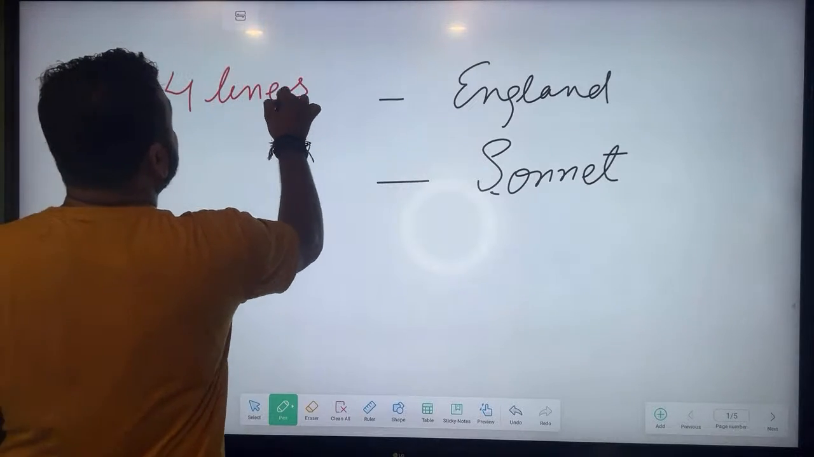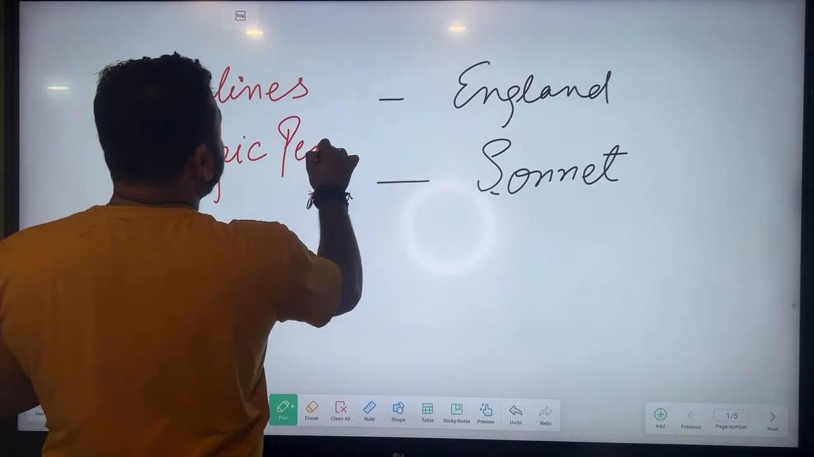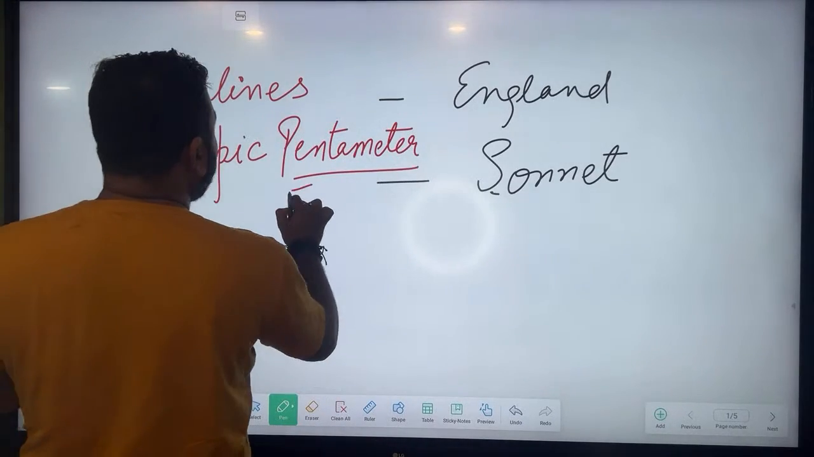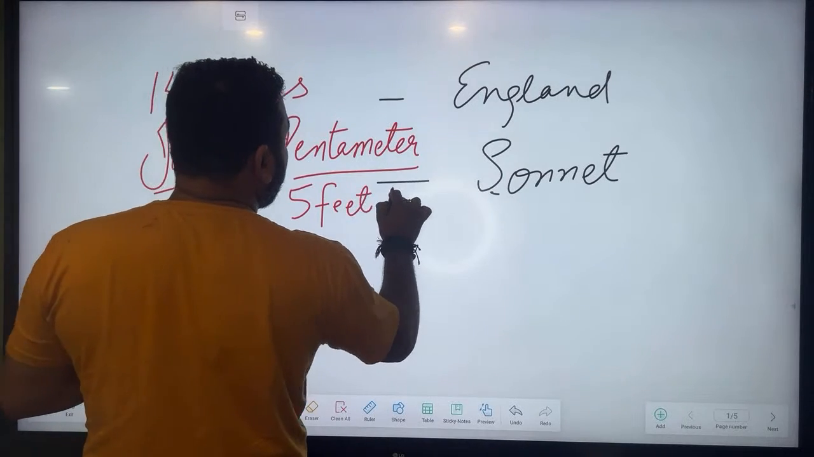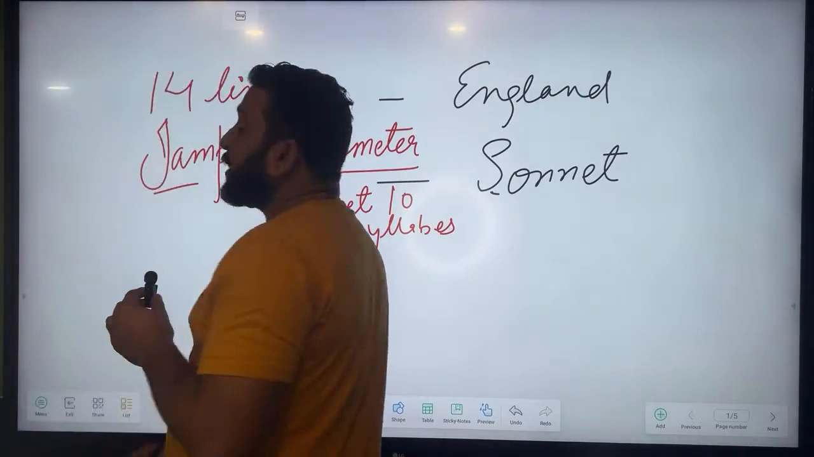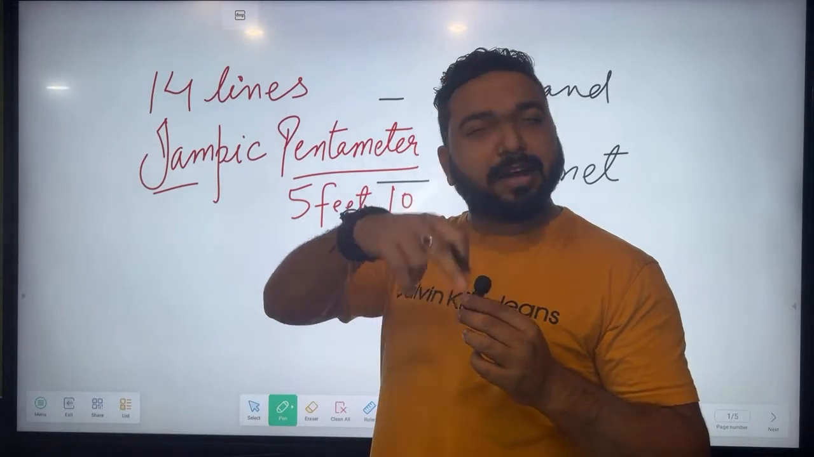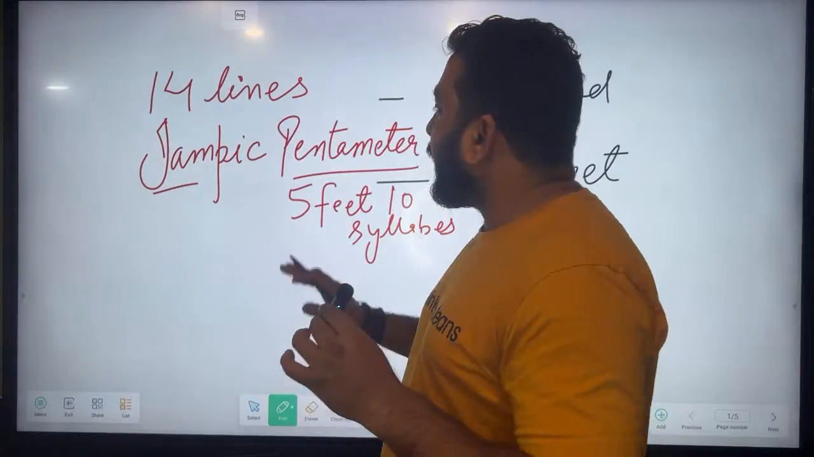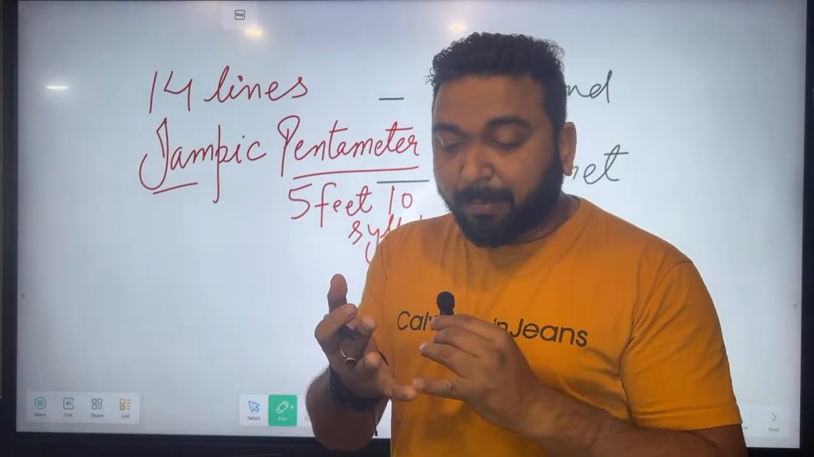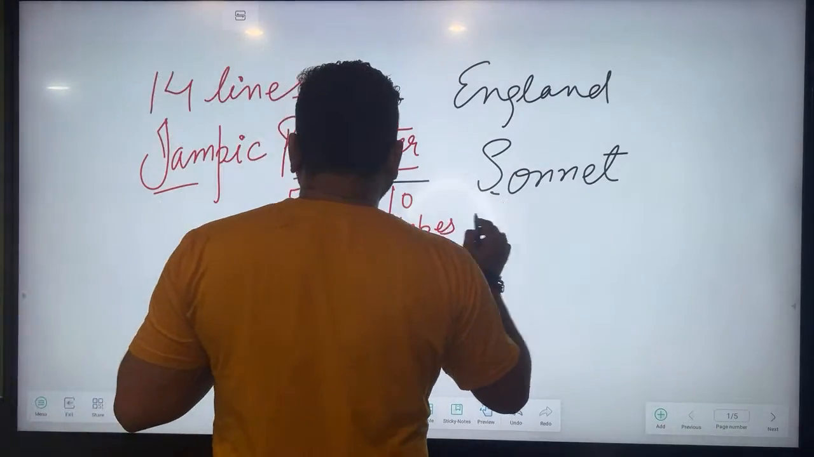14 lines. A poetry in iambic pentameter. Iambic pentameter. Now, pentameter is 5 feet, 10 syllables. And iambic is stress followed by unstressed. I think unstressed followed by stress. Sorry, थोड़ा सा मिस हुआ. I think unstressed followed by stress है iambic. But I'll take a special class on iambic, dactyl, anapest, and trochee. इनका अलग से लूँगा class. Now see this. Okay, 5 feet 10 syllables.